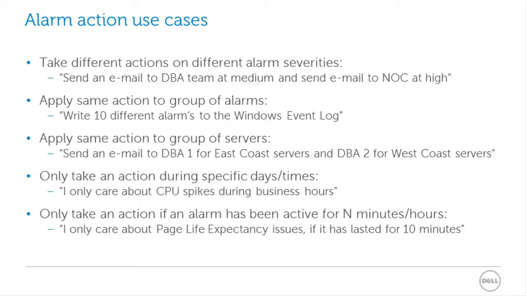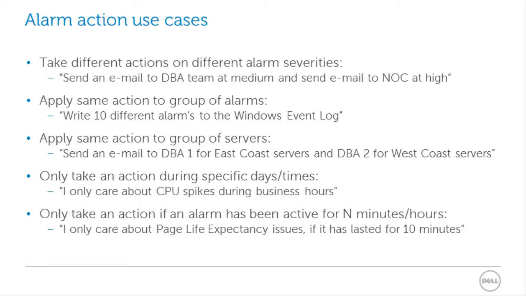Another use case is you want to take the same action against a group of alarms. Maybe for your 10 most critical alarms, you want to write them to the Windows event log. Another common scenario is when you want to apply the same action to a group of servers. Perhaps you have two DBA teams and you want to send an email for your East Coast servers to DBA team 1, and you want to send an email to your West Coast servers to the second DBA team.